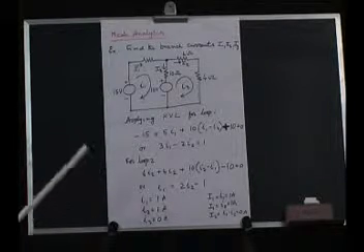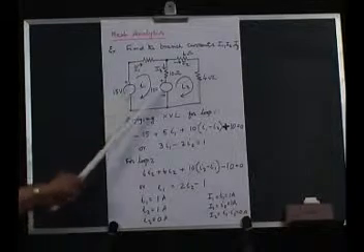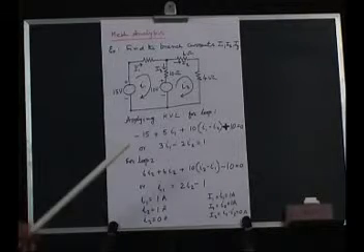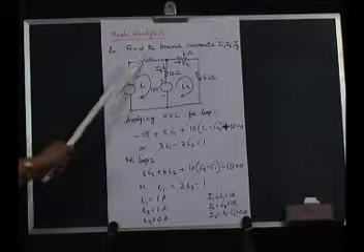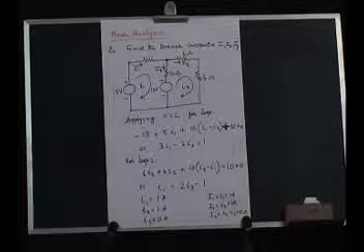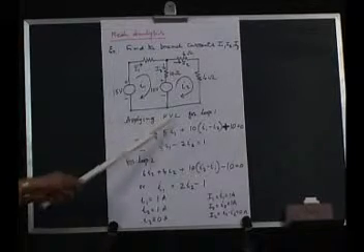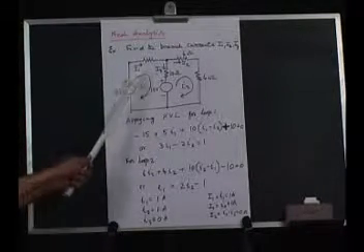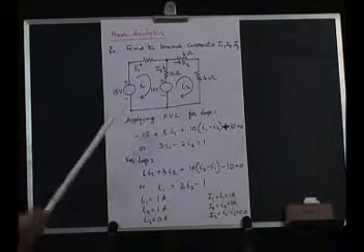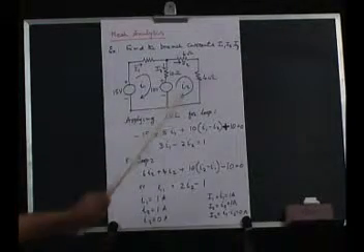To illustrate the mesh analysis, we shall take a very small example consisting of 2 sources and 3 resistances. The problem is to find out the current in this branch, current in this branch, and current in this branch. So, we use the mesh analysis. How to do it? We use Kirchhoff's voltage law for the first loop. We identify one loop here, we identify the second loop here, and we apply Kirchhoff's voltage law in this loop and Kirchhoff's voltage law in the second loop.